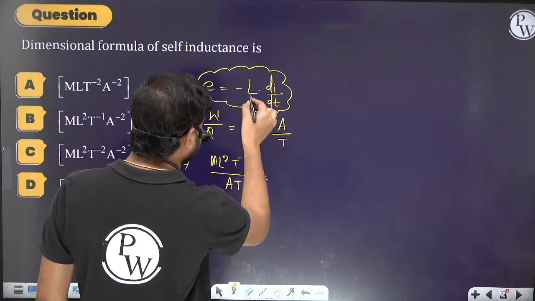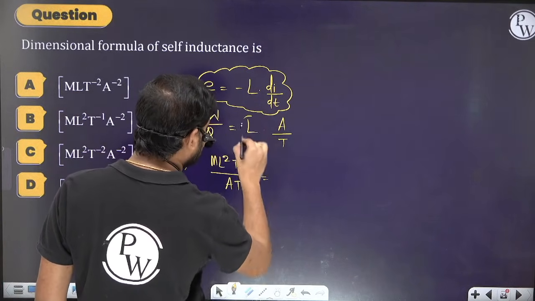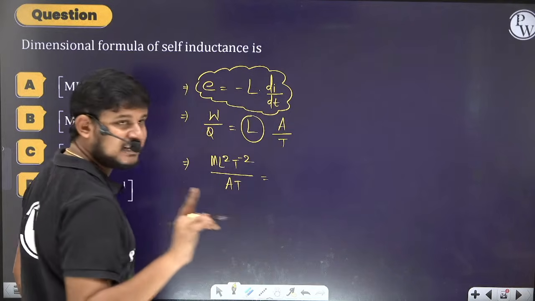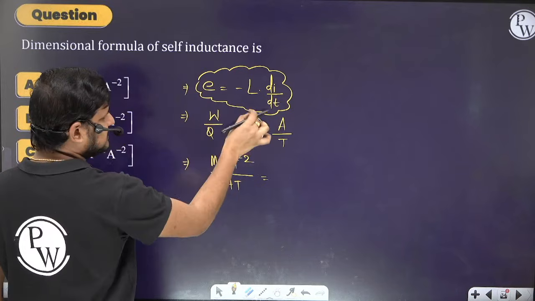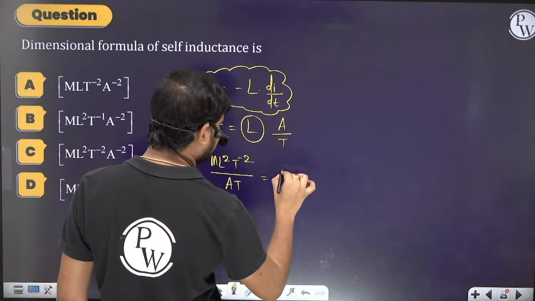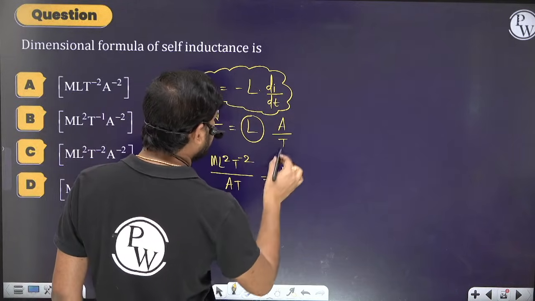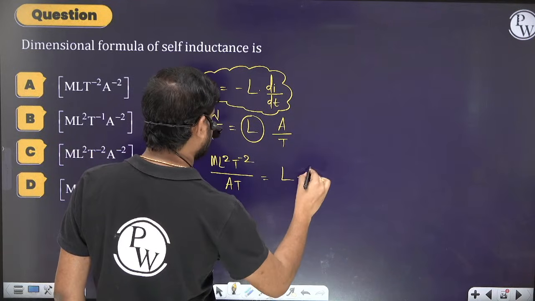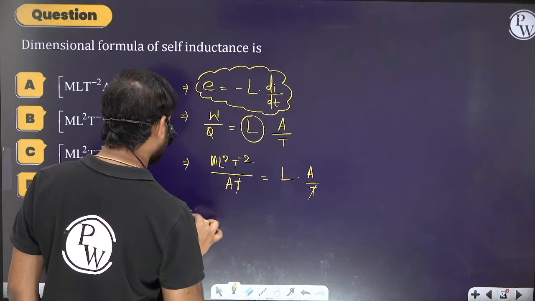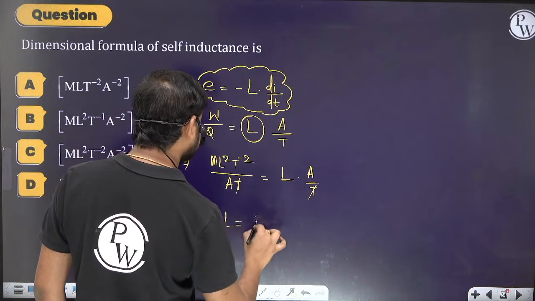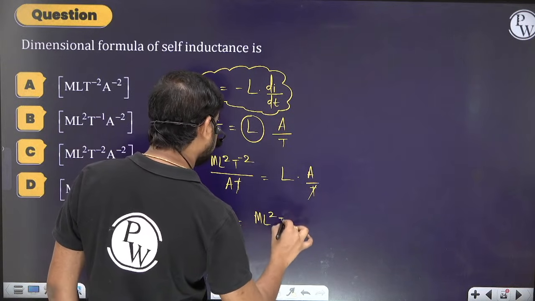Then in place of L, we have to find its dimensions. L is not the length here. L is the coefficient of self-inductance, so we have to find its units. Into A by T, into A by T, so here A cancels. You just send A to this side, so then the units will be m L square T to the power minus 2.